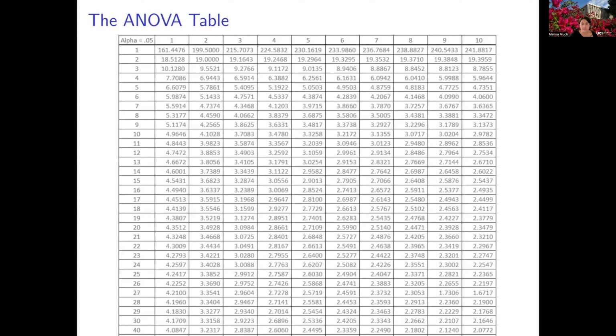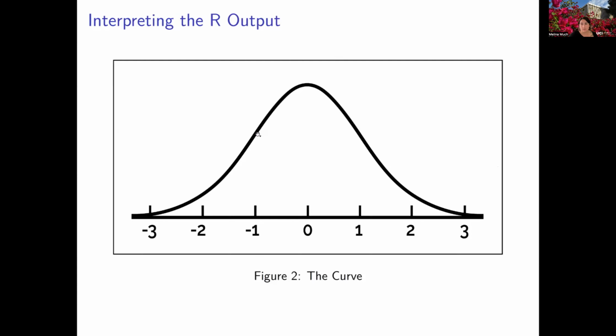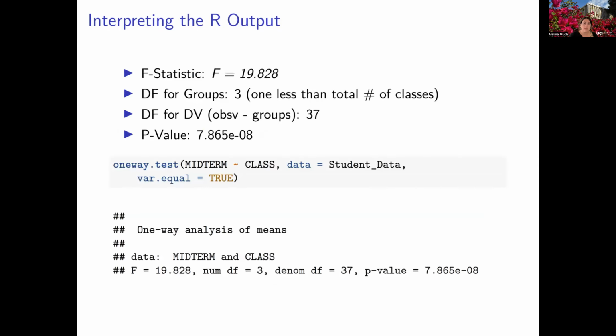Okay, so the boundaries are set by this table, and the F statistic that we got here, which is also a test statistic, is 19.828, which we know is going to fall way out here on the right-hand side of the tails. So we know that we have a statistically significant result, which means that these groups are significantly different in their performance on the midterm. So just to wrap this up again, our F statistic is 19.828, which we know is much greater than our critical value at 2.8.